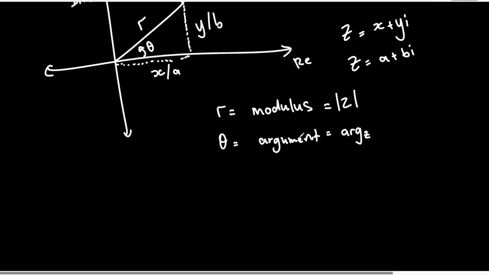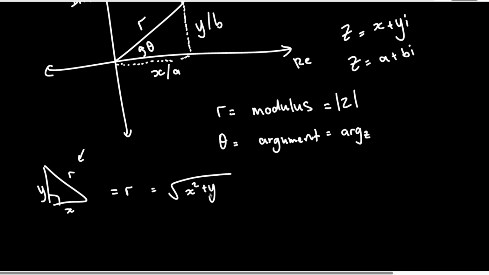Now, if I look at this in terms of a triangle, I know that this is x, this is y, and this is r. If I wanted to find r, we know from grade 9 we can simply use Pythagoras' theorem. So it's x squared plus y squared, right? Or we can say that r, which is equal to the modulus of z, is, for the Americans, the square root of a squared plus b squared. That's how we find the modulus.